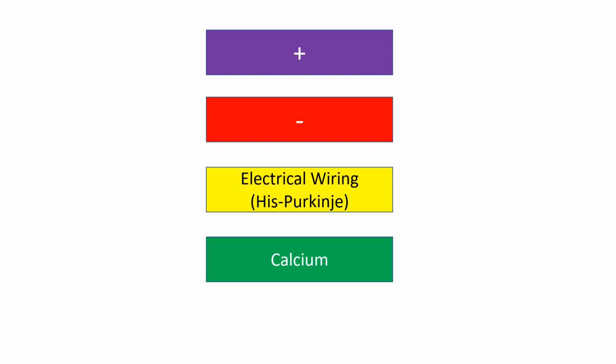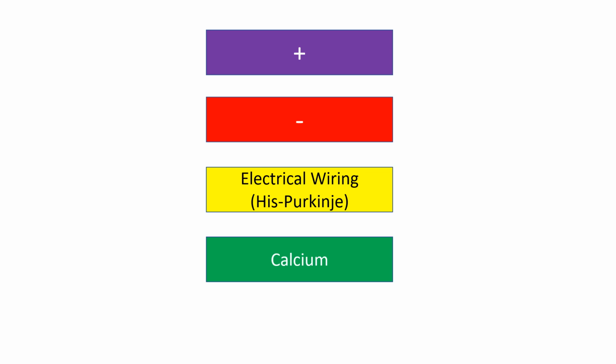I'm going to start off by introducing the colors that you'll be seeing. Purple corresponds to positive charge. Purple is positive, they both start with a P. Red corresponds to negative charge. Red is negative, kind of rhymes.